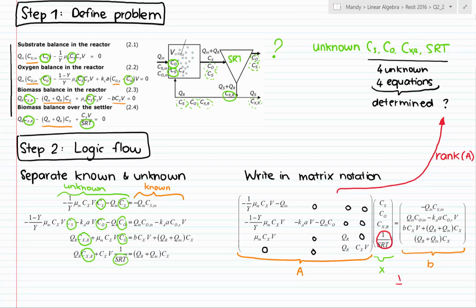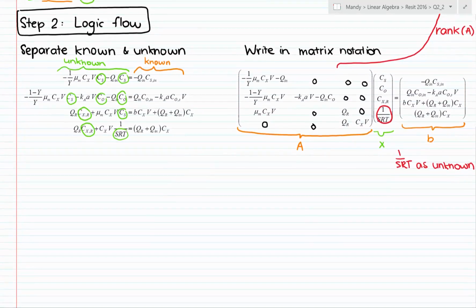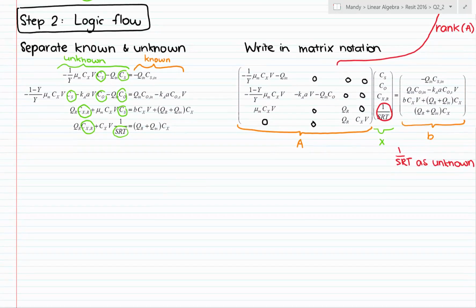Notice that I've used 1 over SRT as an unknown instead of SRT. This is so that we still have a linear system. Afterwards we can simply calculate SRT from the value MATLAB will give us for 1 over SRT.